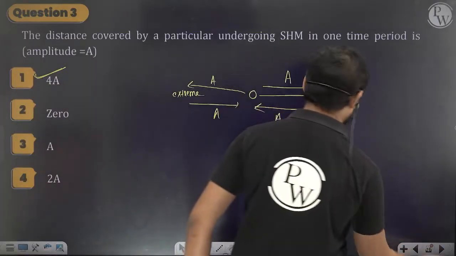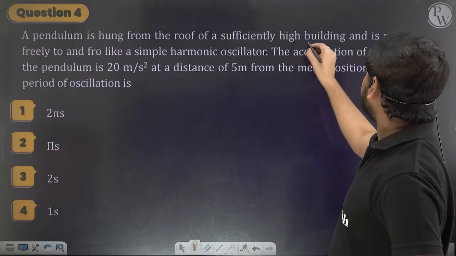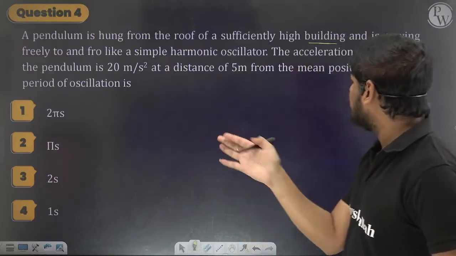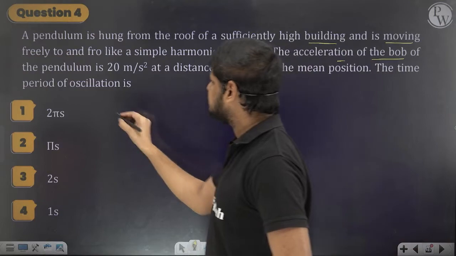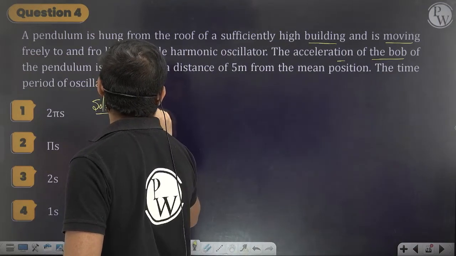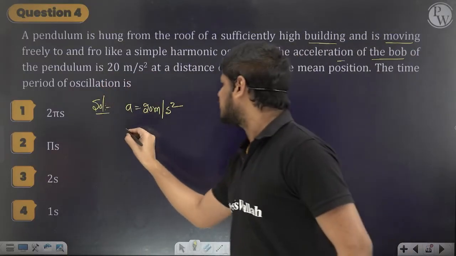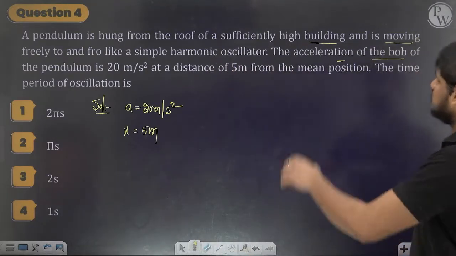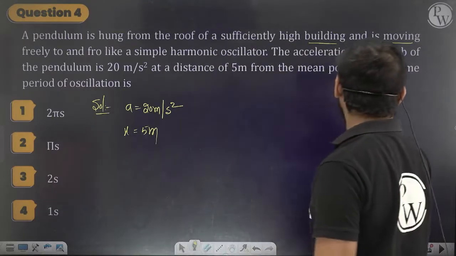Done. Chalo, next. A pendulum is hung from the roof of a sufficiently high building and is moving freely to and fro like a simple harmonic oscillator. The acceleration of the bob of the pendulum is 20 meter per second square. What did they give? The acceleration a is given, 20 meter per second square. Then at a distance of 5 meters, so the displacement is given, from the mean position. We have to find the time period of the oscillation.